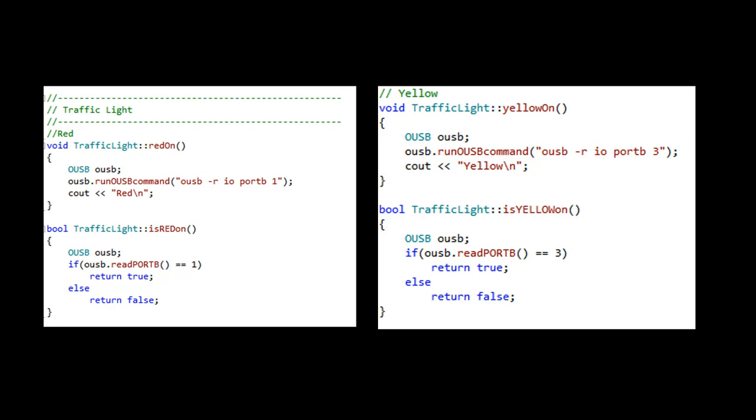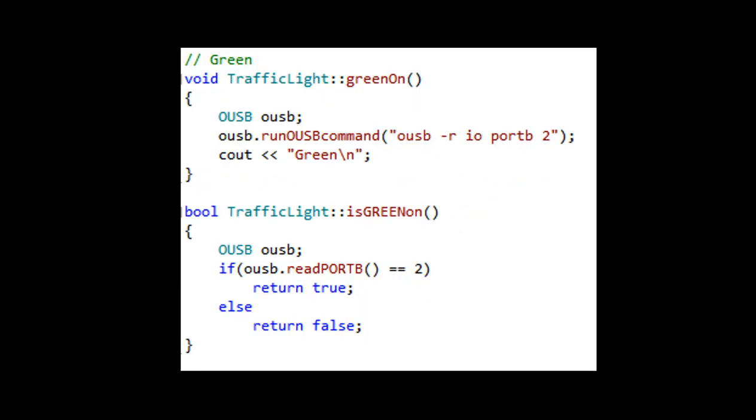We have the lights for when red is on. It will send a command to the board, and the command prompt will show that it's red, and then make sure it turns on. And it's the same with yellow. As you can see, it's very similar code. And same thing with green: if green is set, send the value of green to the OUSB board and turn it on.